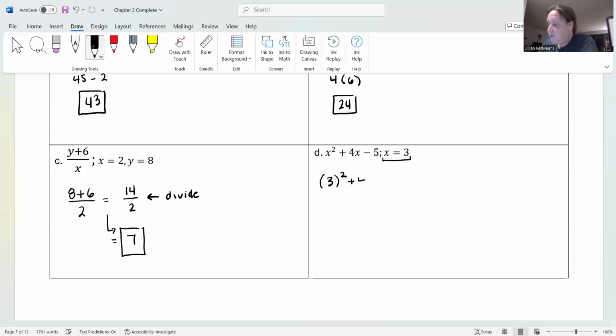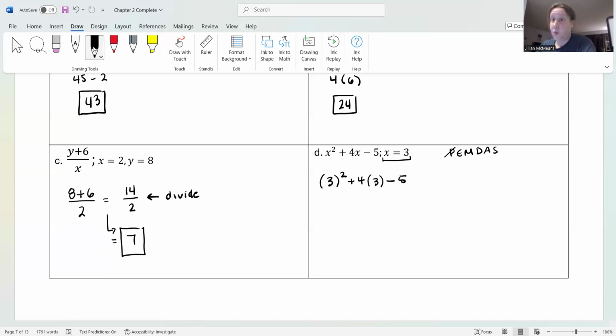And then I have plus 4 times x. So I'm going to use parentheses to indicate my multiplication. I'm going to let x become a 3. And then don't forget we have to subtract 5. Now, the order of operations, remember, it is PEMDAS. So we have P for parentheses or grouping symbols. We do not have parentheses that are grouping symbols here. We have parentheses that indicate multiplication, but we do not have grouping symbols. Remember, for it to be grouping symbols, you'd have to have addition, subtraction, multiplication, or division inside the parentheses. We don't have that.